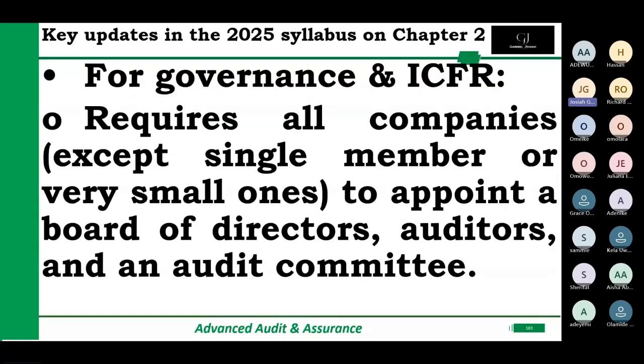Then for governance and ICFR, which is internal control over financial reporting, it is required by all companies except for small companies with single members, or one or two owners, very small companies. So for governance, the update is that ICFR requires companies to appoint a board of directors, of course, based on the CAMA, auditors, and an audit committee, of course, it has always been.